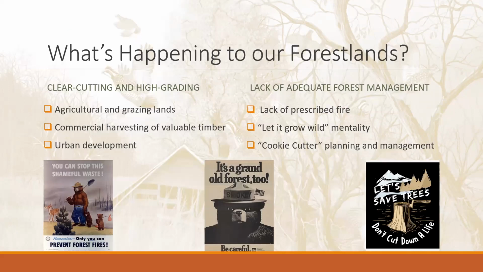And so currently today, we have a lot of issues and a lot of things that have been happening to our forests. So we've lost a lot of forests to clearing for agricultural purposes, you know, grazing for cattle, commercial harvest for timber, and urban development. And then a lot of the forests we still continue to have, we have issues with the mismanagement of them. So we've had a lack of prescribed fire over the last several decades.